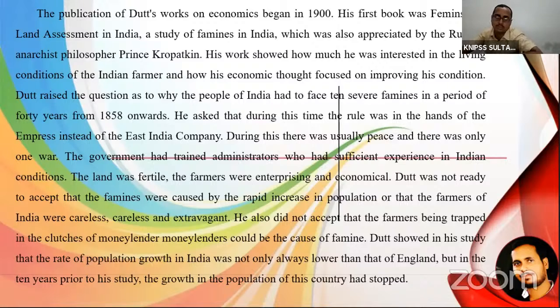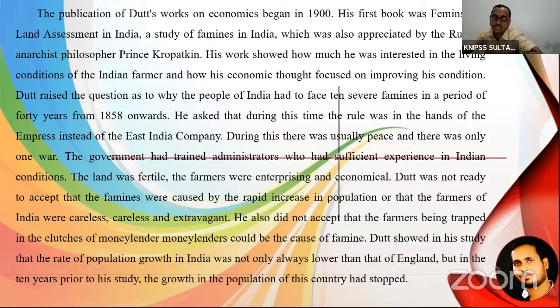Datta was not ready to accept that the famines were caused by the rapid increase in the population or that the farmers of India were careless and unintegrated. He also did not accept that the farmers being trapped in the clutch of the moneylender could be the cause of famines.